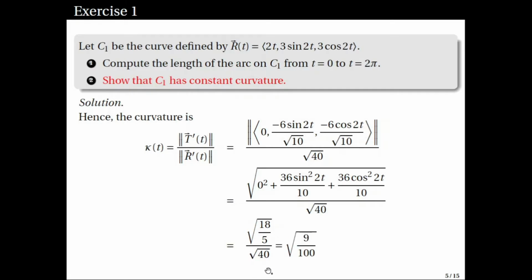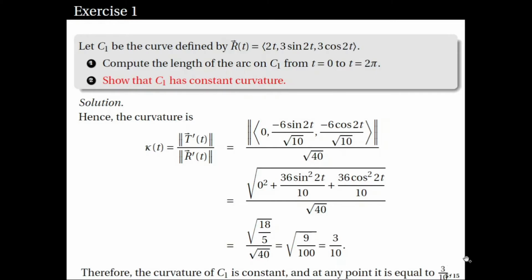Dividing this, you have square root of 18 over 200, or square root of 9 over 100, which is 3 over 10. So this means that for any point, the curvature on C1 is actually 3 over 10, and since 3 over 10 is a constant, the curvature of C1 is constant. And again, for any point, this should be equal to 3 over 10.